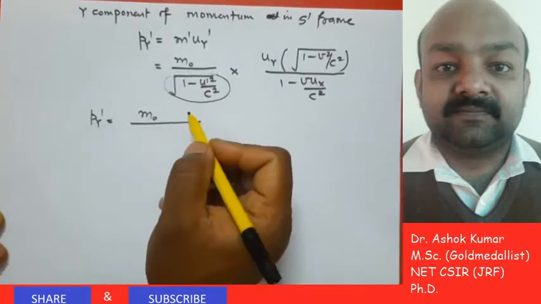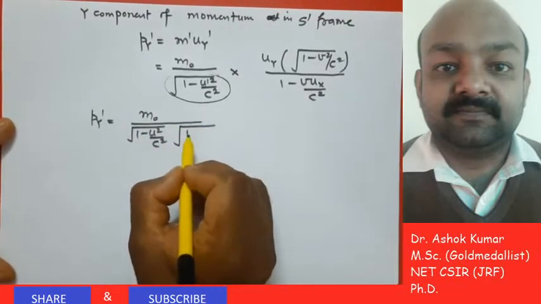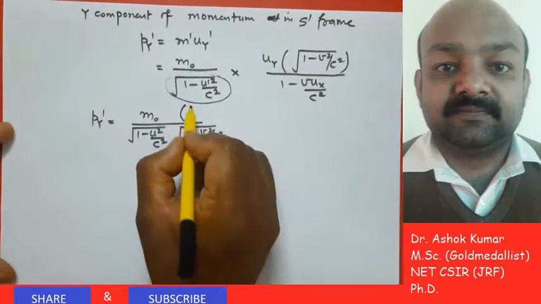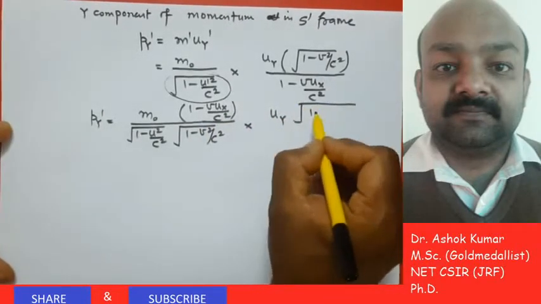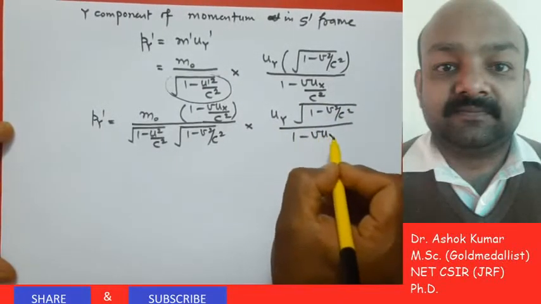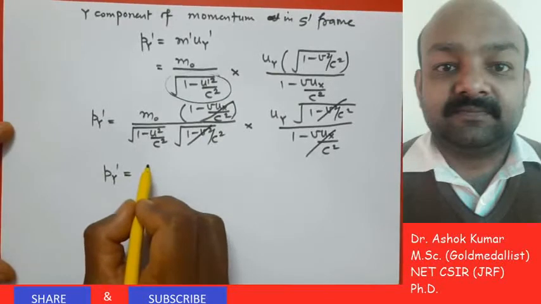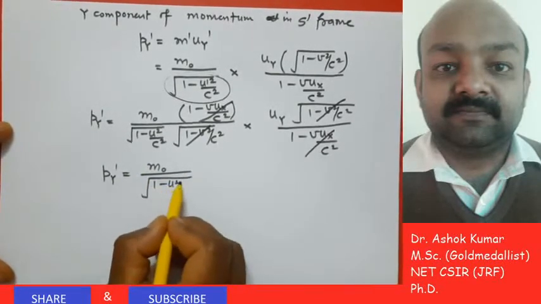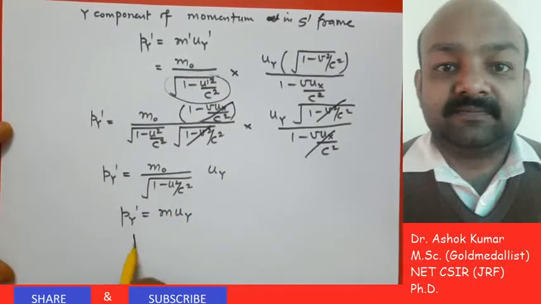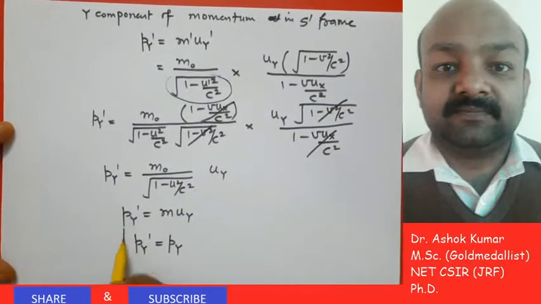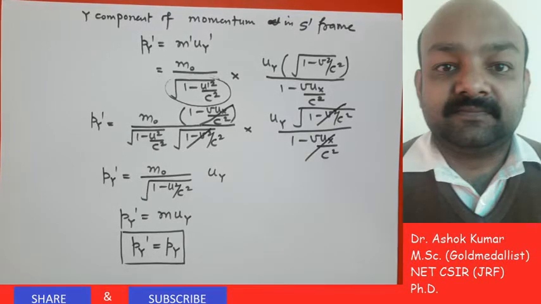This term is reverted, goes in the denominator. It is cancelled. This is cancelled. This is m. What is this? This is Py. So our next term will be to calculate the Z component of momentum.